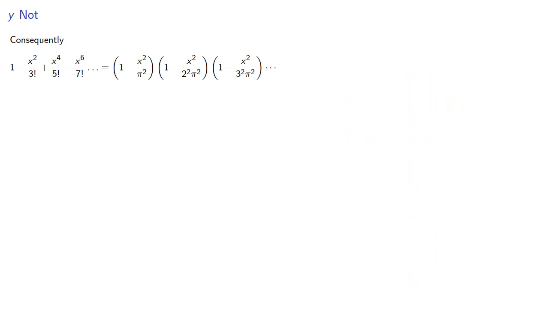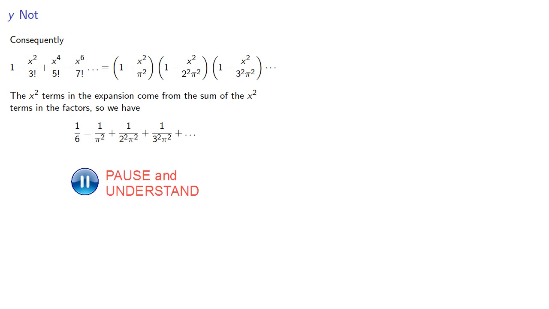Now, the x squared term in the expansion comes from the sum of the x squared terms in the factors. And so we have, which gives us a different way of deriving this summation. But wait, there's more. To extend this result, Euler used some well-known, at the time, formulas.